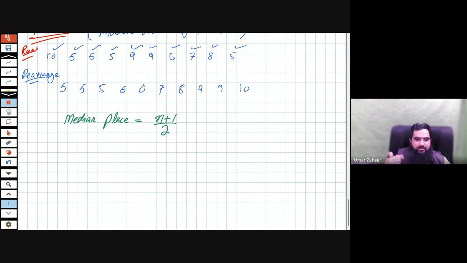But if it is a large data set, how will you find it? You will use this formula, n plus 1 divided by 2. The total number of values is 10, so 10 plus 1 divided by 2. It will be 5 point 5. So take a little bit up, that is the 6th place, and down, that is the 5th place.